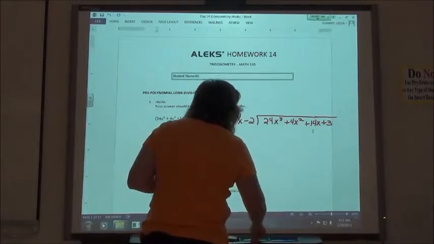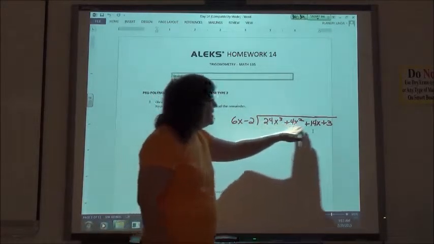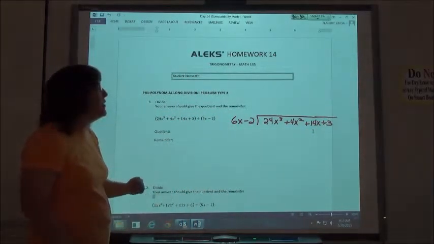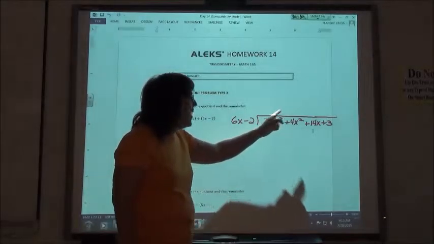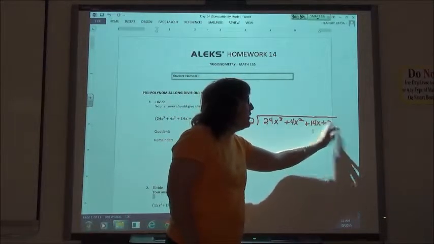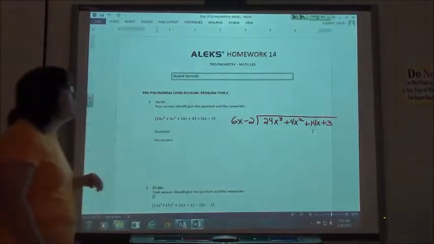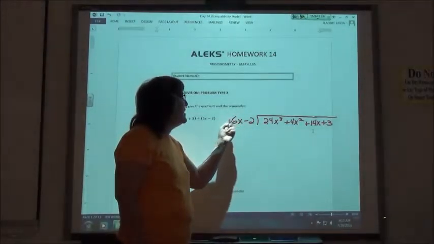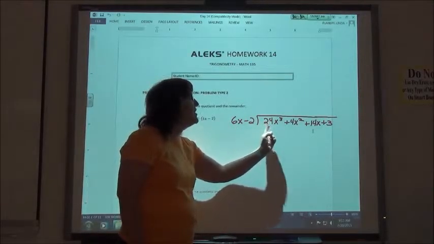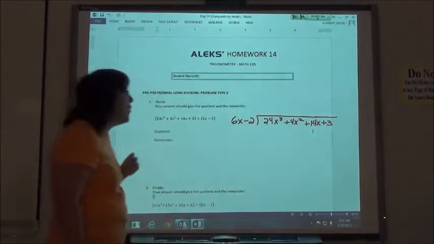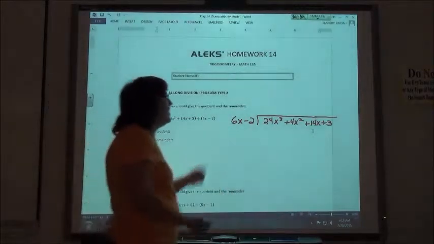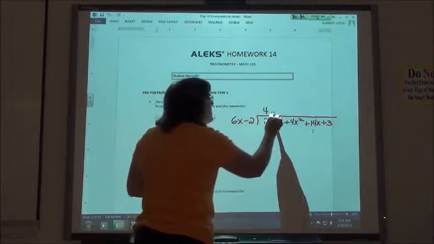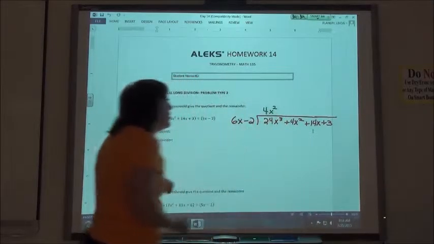And when you do polynomial long division, you want to make sure that this is in descending order. These first ones, they'll put them in order, and then on the next ones, they'll mess them around. But to the third power, to the second power, to the first power, and then, of course, to the 0 power, our constant term. So what we want to do is figure out what times this leading term, the 6x, will give us the leading term here, 24x to the third. So I would have to take 6 times 4 to get 24.